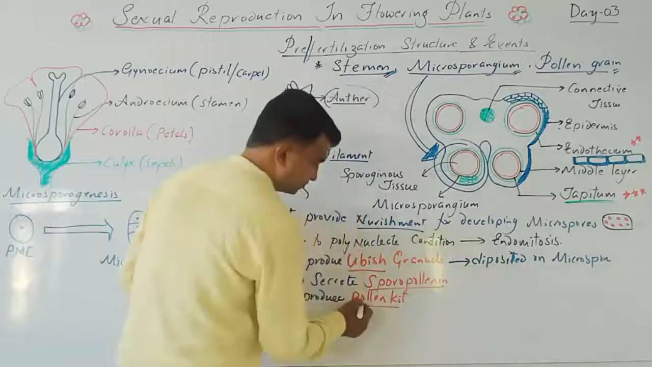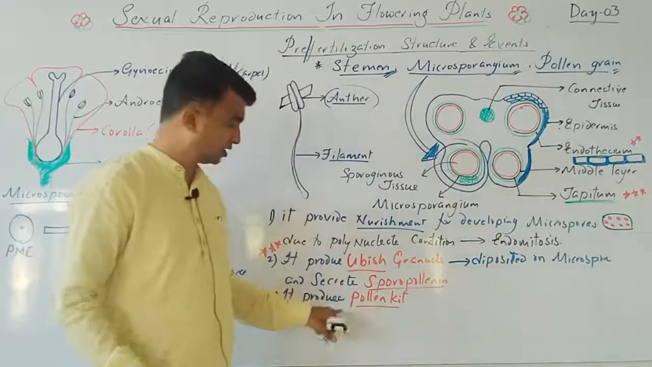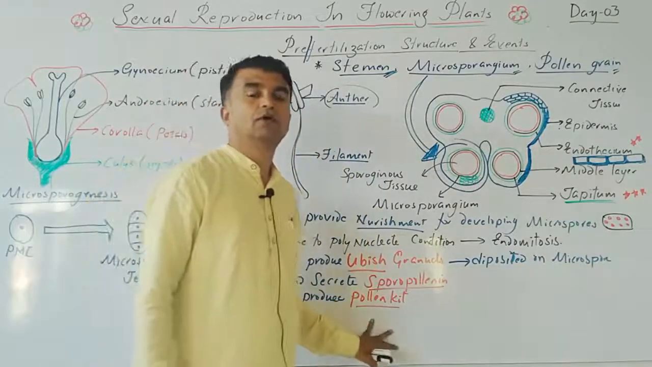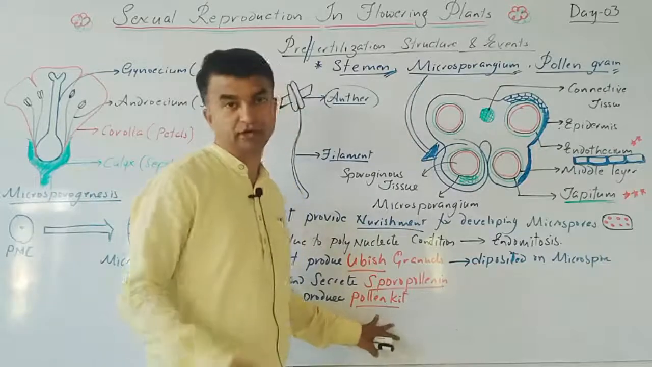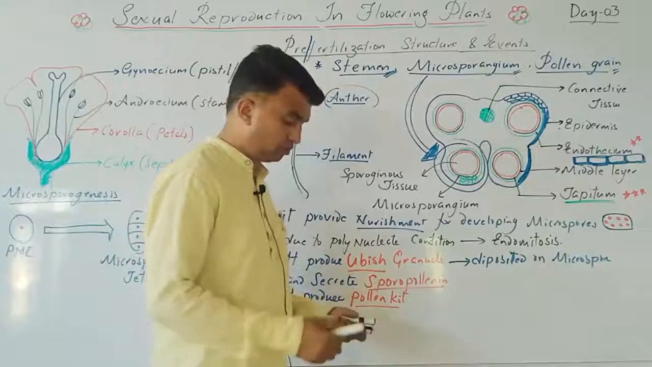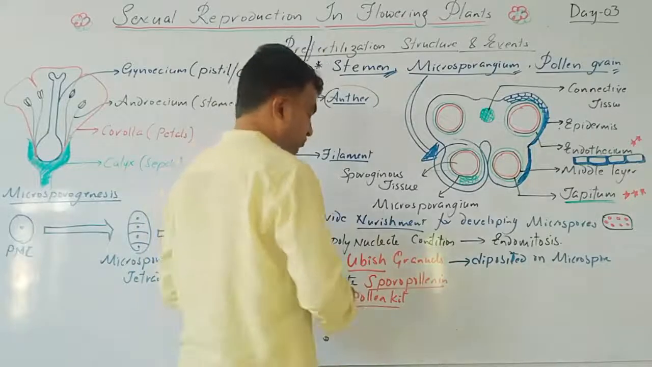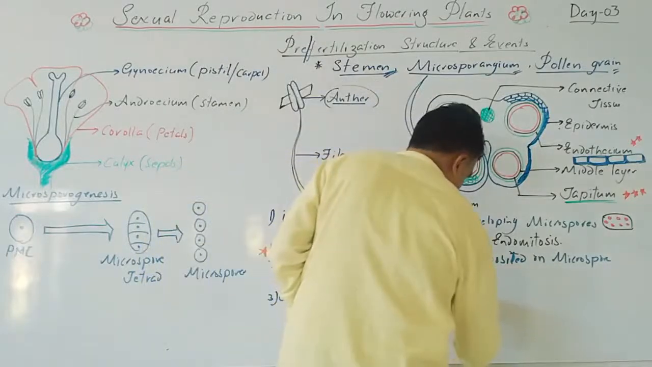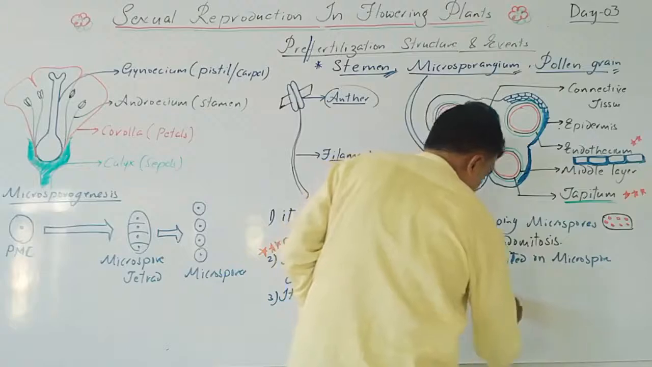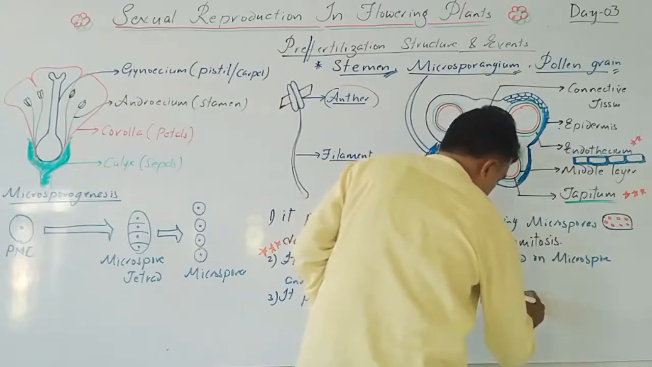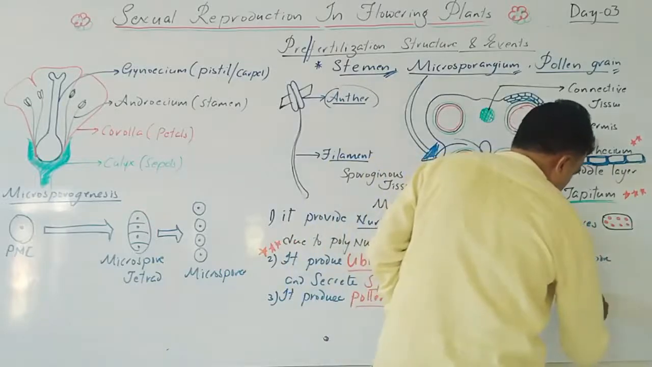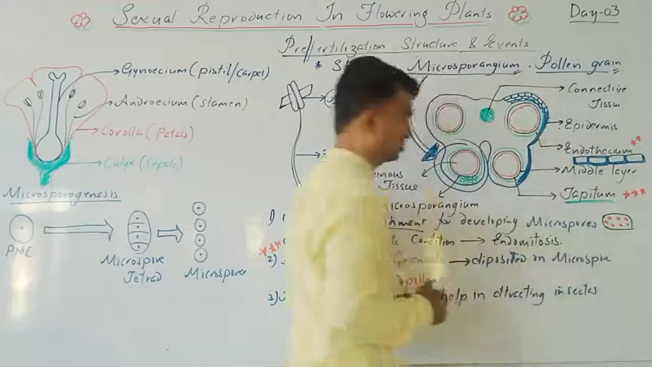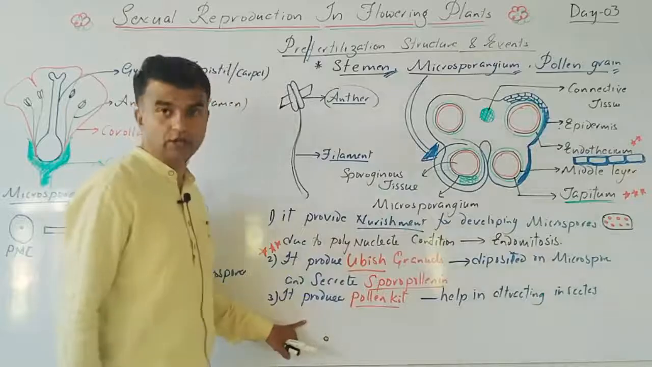Pollen kit. This pollen kit is produced in the entomophilous flower. Entomophilous flower means insect pollinated flowers. So pollen kits are produced, which help in attracting insects.